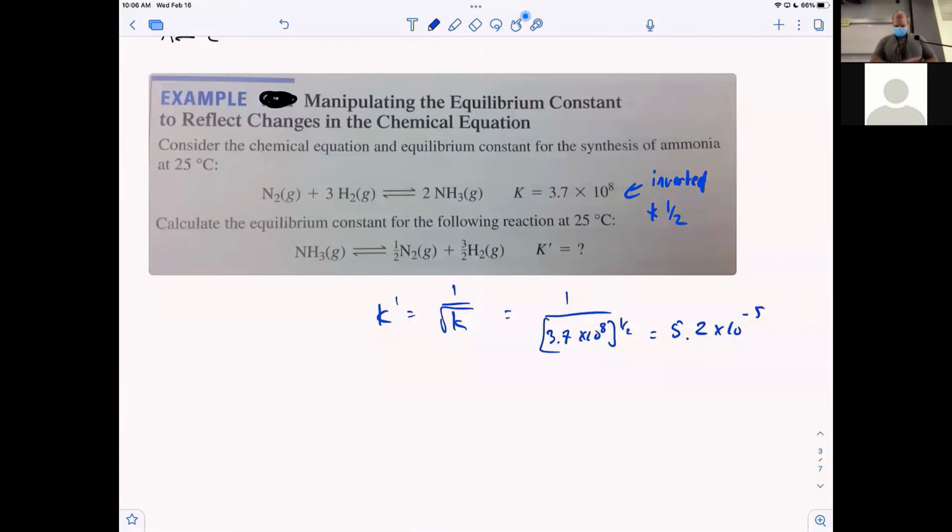Anyways, going back, we have synthesis of ammonia, and we have the equilibrium constant to be 3.7 times 10 to the 8th. And we want to know what happens when we have ammonia in equilibrium. We don't know what the equilibrium constant is with respect to ammonia. So in doing this, we are reversing the reaction, which means we invert the equilibrium constant, and then we're multiplying it by a 1/2 factor. That means we raise it to the 1/2 power, same thing as the square root. And then the new equilibrium constant value is listed there.